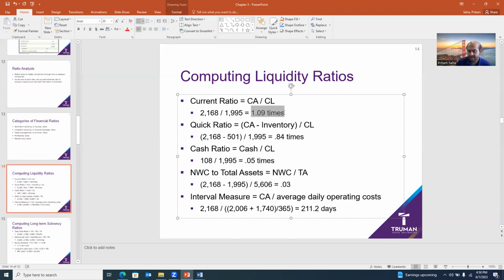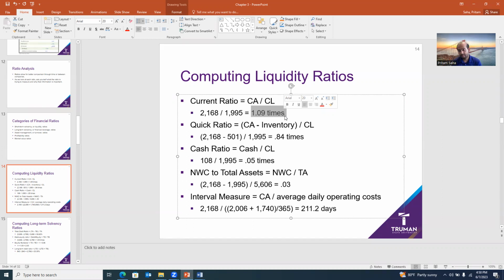It's telling us that for $1 of current liabilities, you have $1.09 of current assets. So it's good. It is recommended that the current ratio should be at least 1, because you should have a similar amount of current assets to pay the current liabilities. Higher is always better, but you also have to be careful: a higher current ratio may mean you don't have much money invested in fixed assets to generate return. But at least 1 is required.